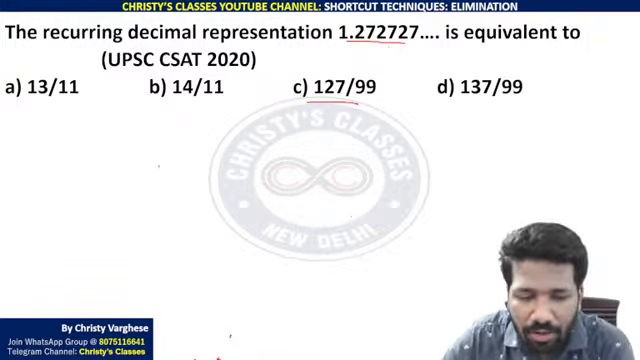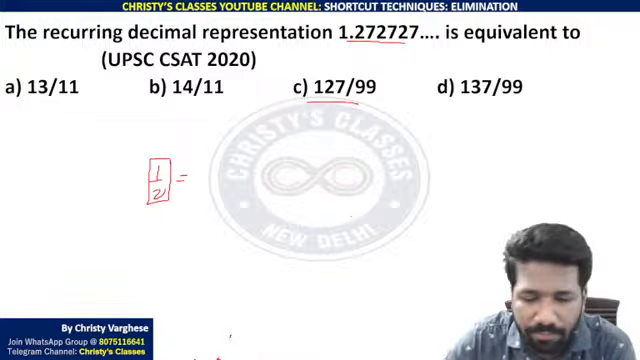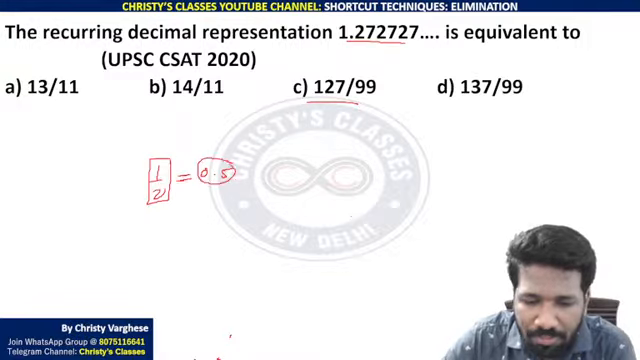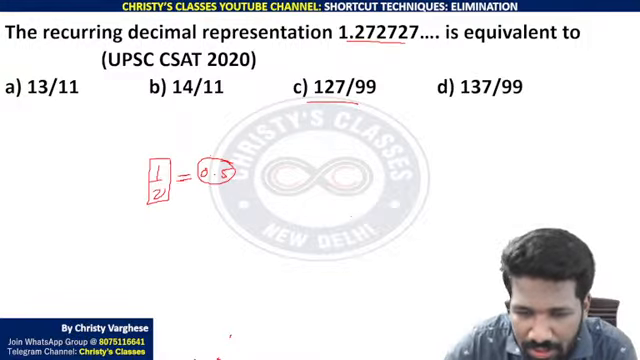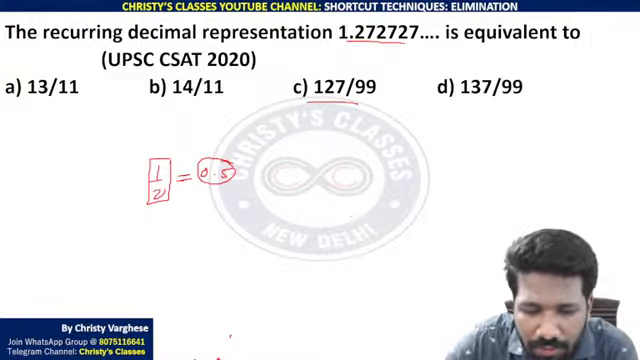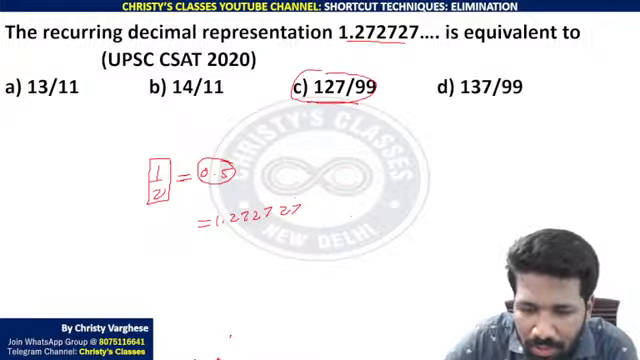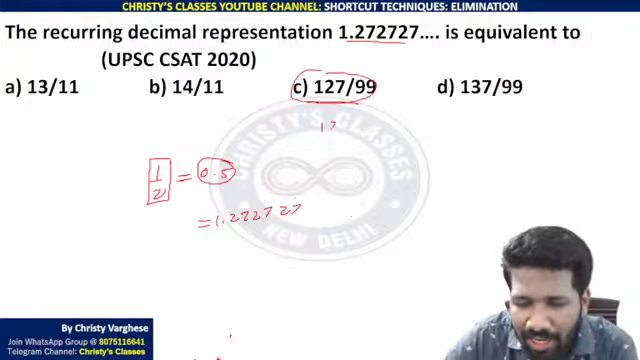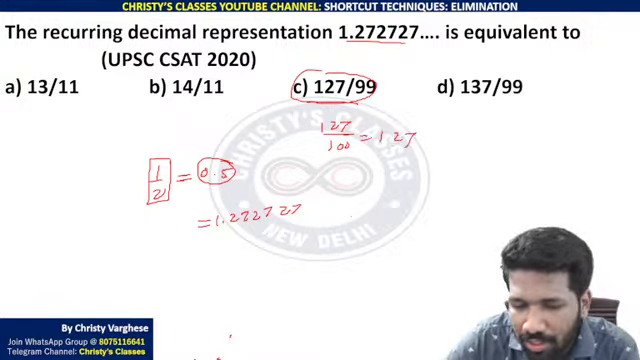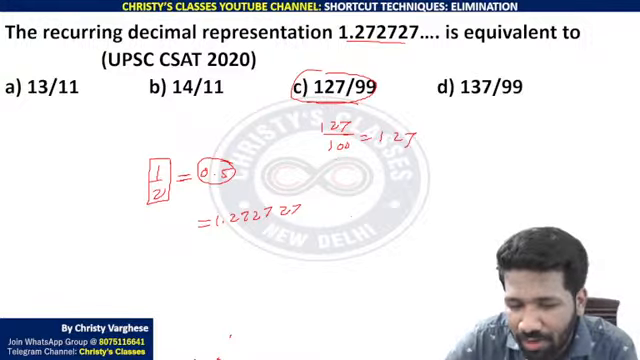Like when you say 1 by 2, this is a fraction representation or rational number form. And when you write the same thing as 0.5, that is a decimal representation. Same way, 1.272727, what is the equivalent fraction representation? That is the question. Can it be option C? Option C is 127 by 99. 127 by 100 itself is 1.27 only. Then how will 127 by 99 be 1.272727?